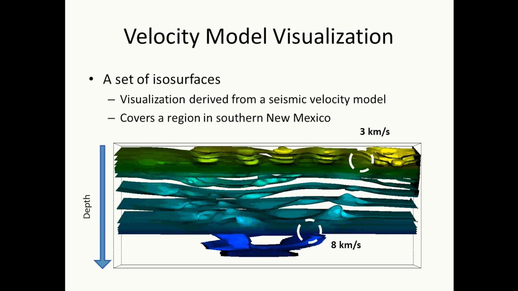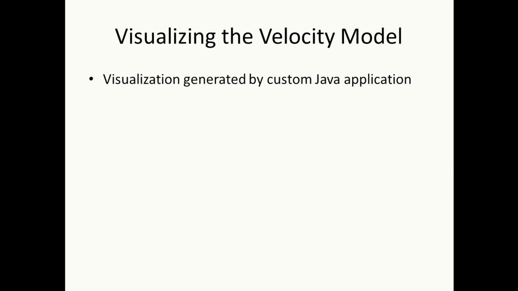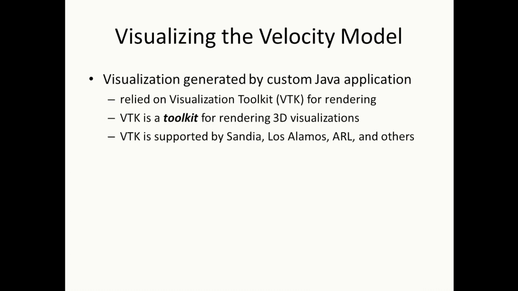In this visualization, depth is depicted by the y-axis, and you can see how the velocity is increasing as a function of depth. The velocity model visualization was generated by a custom Java application that relied on the Visualization Toolkit, or VTK for short, for rendering. VTK is a visualization toolkit for rendering 3D visualizations and is supported by Sandia and Los Alamos National Labs, as well as the Army Research Lab.